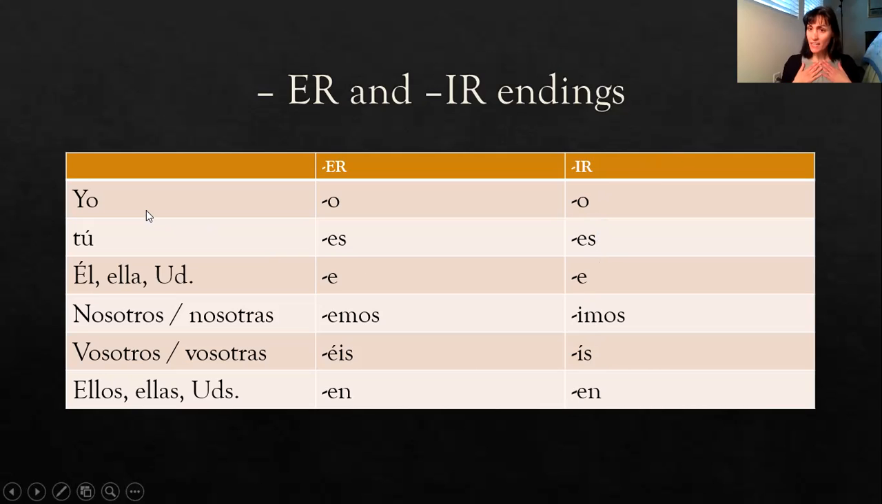So if you want to say I, that would be yo. You use o for yo. You use es for tú. That's the informal you, singular. Use e for él, ella, or usted, he, she, or you, formal. Use emos for we, nosotros. Use éis for vosotros, which is the informal plural you that they use in Spain. And you use en for ellos, ellas, or ustedes. Ellos meaning they, ellas meaning they, women, and ustedes meaning you, plural, in a formal sense.